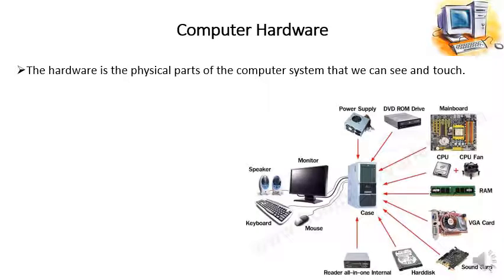The hardware is the physical parts of the computer system that we can see and touch. We can touch these parts of the computer, and also we can see them. Further, they exist physically.